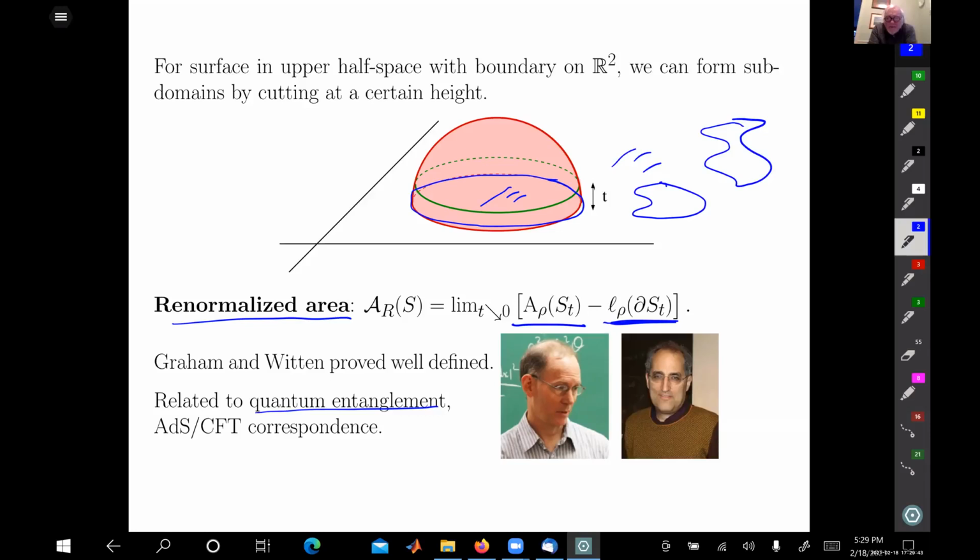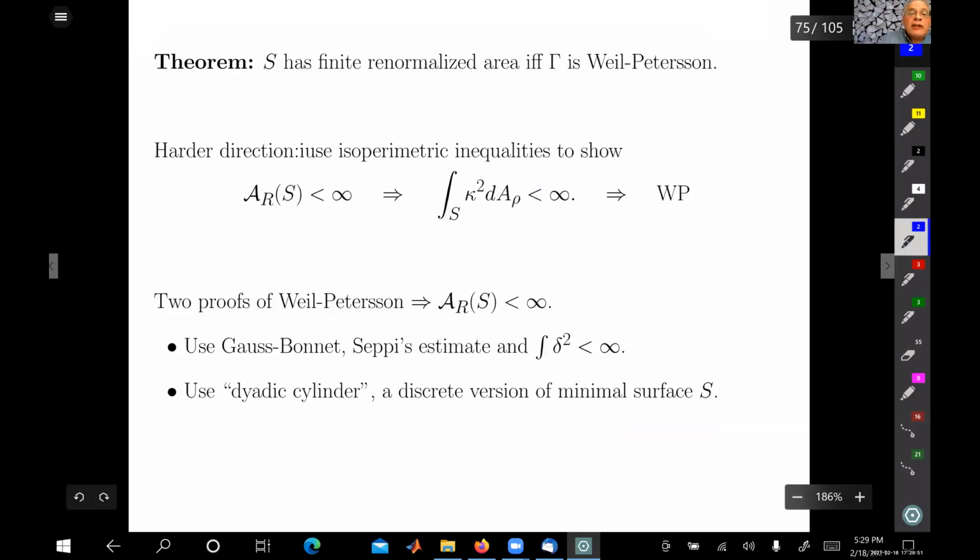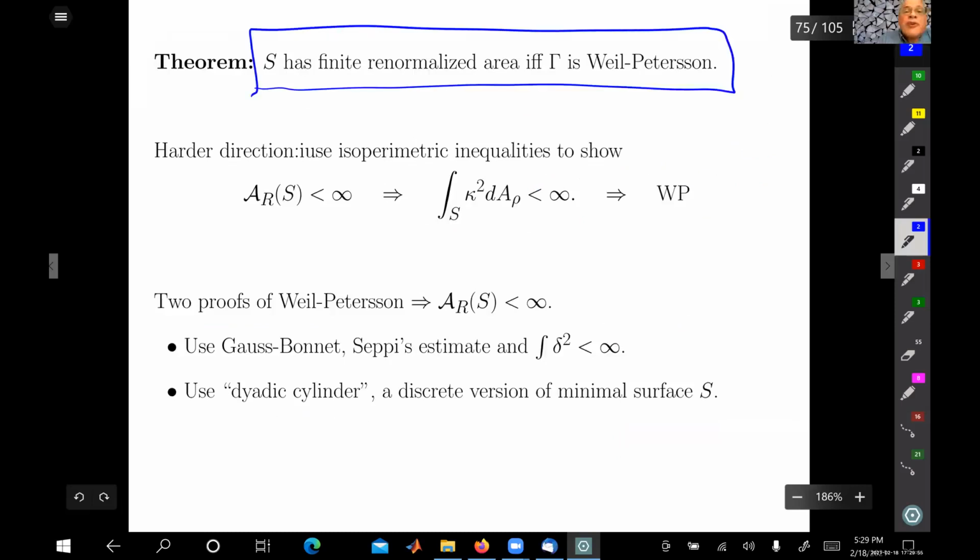Impressive. Okay, so the reason I mention this is because I spent about 6 months trying to prove the following and finally did, that the surface has finite renormalized area if and only if the boundary curve is Weil-Petersson. So in some sense, these curves should be good for something in physics. I don't know quite what, but they ought to be good for something because these are exactly the things.